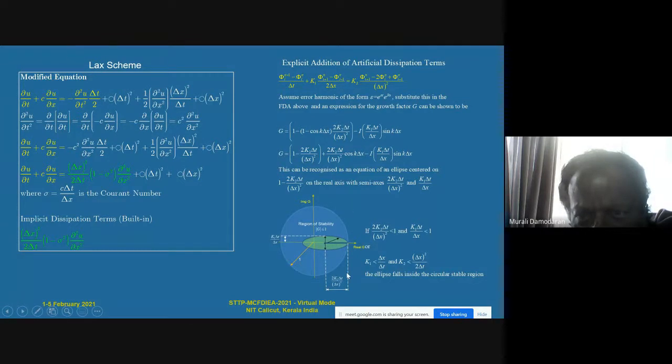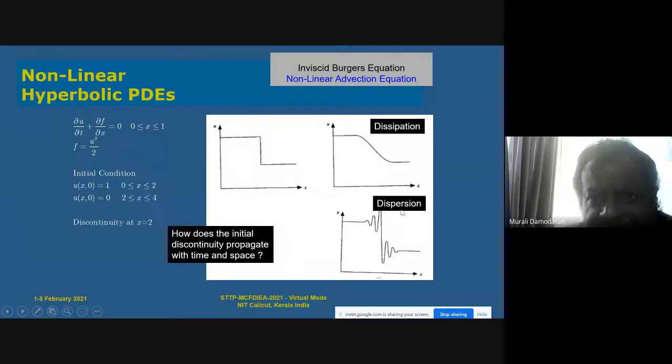The ellipse will become a line. So for different values of K2, I can see where it goes. It's important that for stability, the ellipse falls inside the circular region. This will give you some idea of how to control K2, the artificial dissipation, because you really do not want to put so much of it, because then your discontinuity will be dissipated.